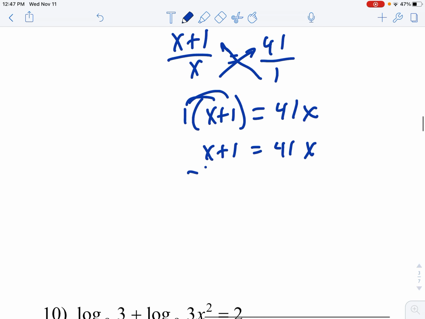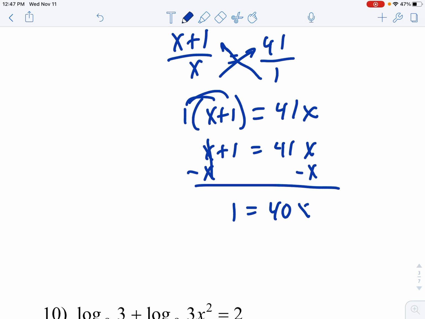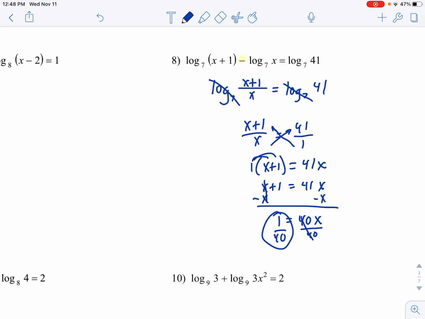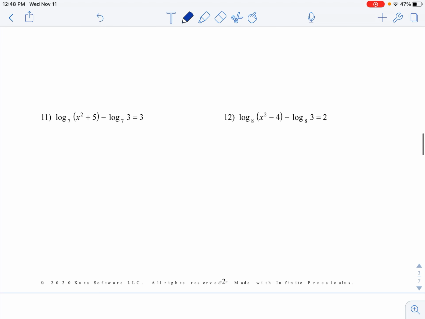From here, I'm going to subtract x on both sides to get my like terms together. 41 minus 1 is 40. Divide both sides by 40. x equals 1/40. Now, if I plug in 1/40 here or here, will that give me an extraneous solution? No. It's a positive. You plug it in, you have positives. It's good.